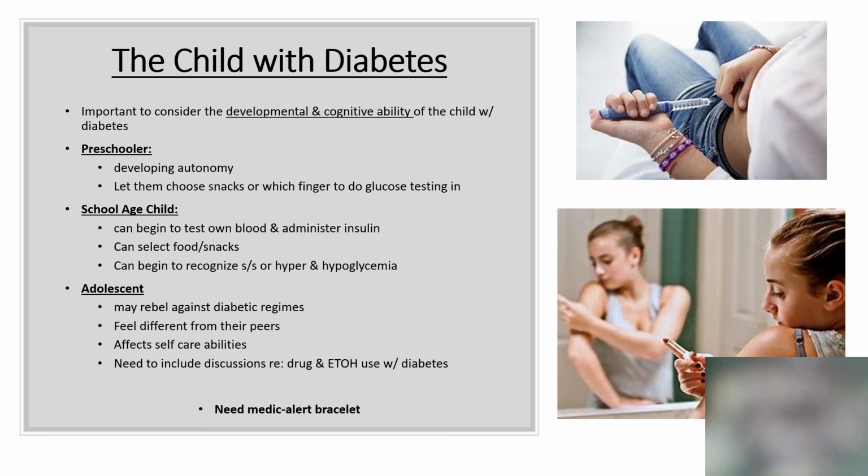And finally, we do need to talk about drug and alcohol use and its interaction with diabetes. It's important that these young adults who are at the age bracket where they may try some of those behaviors understand the impact it may have on their glucose levels. And finally, we need to make sure everyone knows, no matter what the age is, we need some sort of medical alert bracelet such that if any time an emergency occurs, emergency responders will know and identify the child as a diabetic.